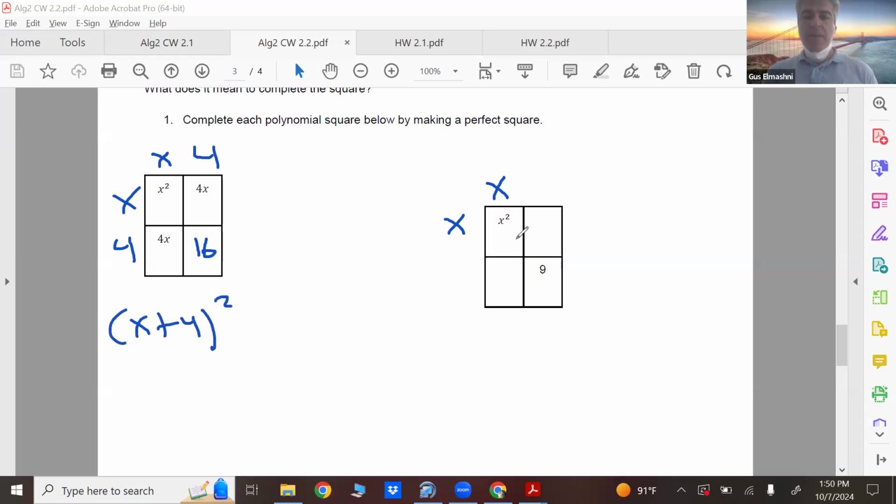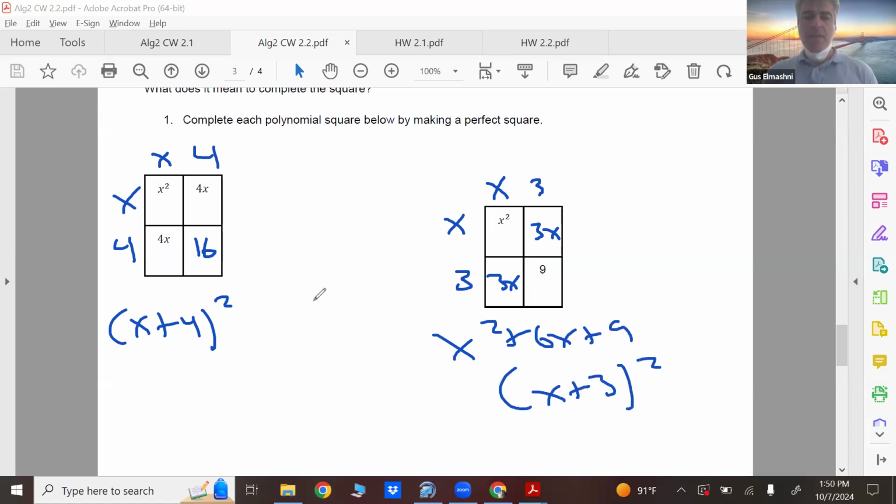So what ends up coming? x plus 4 squared. Well, here I do the same thing, right? 3 and 3. See, they're identical on the outsides. So it becomes x squared plus 6x plus 9, or x plus 3 squared. Just like how this was x squared plus 8x plus 16. So you can use that to help you.